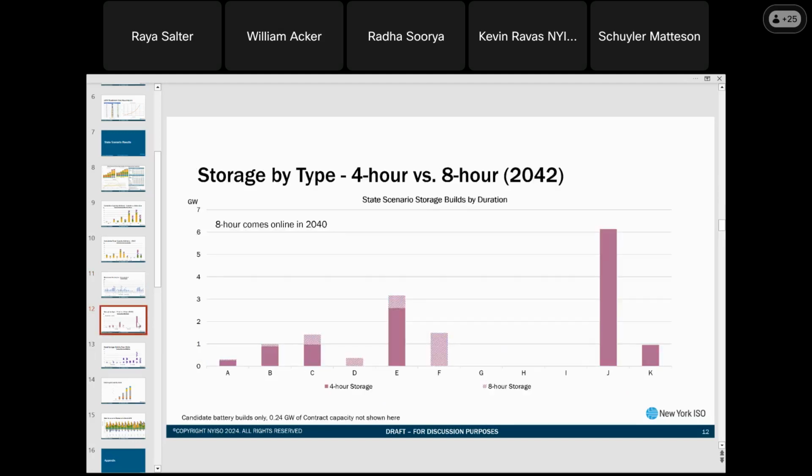So these next 2 slides are just to provide a little bit more information on storage and the hydrogen build. We have it at the NICA level at a generic storage and hydrogen level, but this is showing the storage resources by their duration. We have both 4-hour and 8-hour as candidates in the model. And this is showing what the storage builds look like by 2042. The dark pink color here is the 4-hour storage, whereas the dashed bar is the 8-hour. The 8-hour storage comes online in 2040, whereas the 4-hour is spread across the entire modeling horizon here.